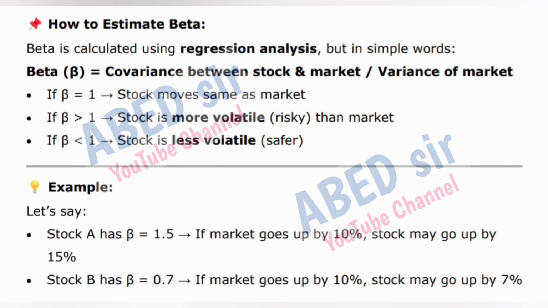Example. Let's say stock A has beta is equal to 1.5. If market goes up by 10%, stock may go up by 15%. Stock B has beta is equal to 0.7. If market goes up by 10%, stock may go up by 7%.